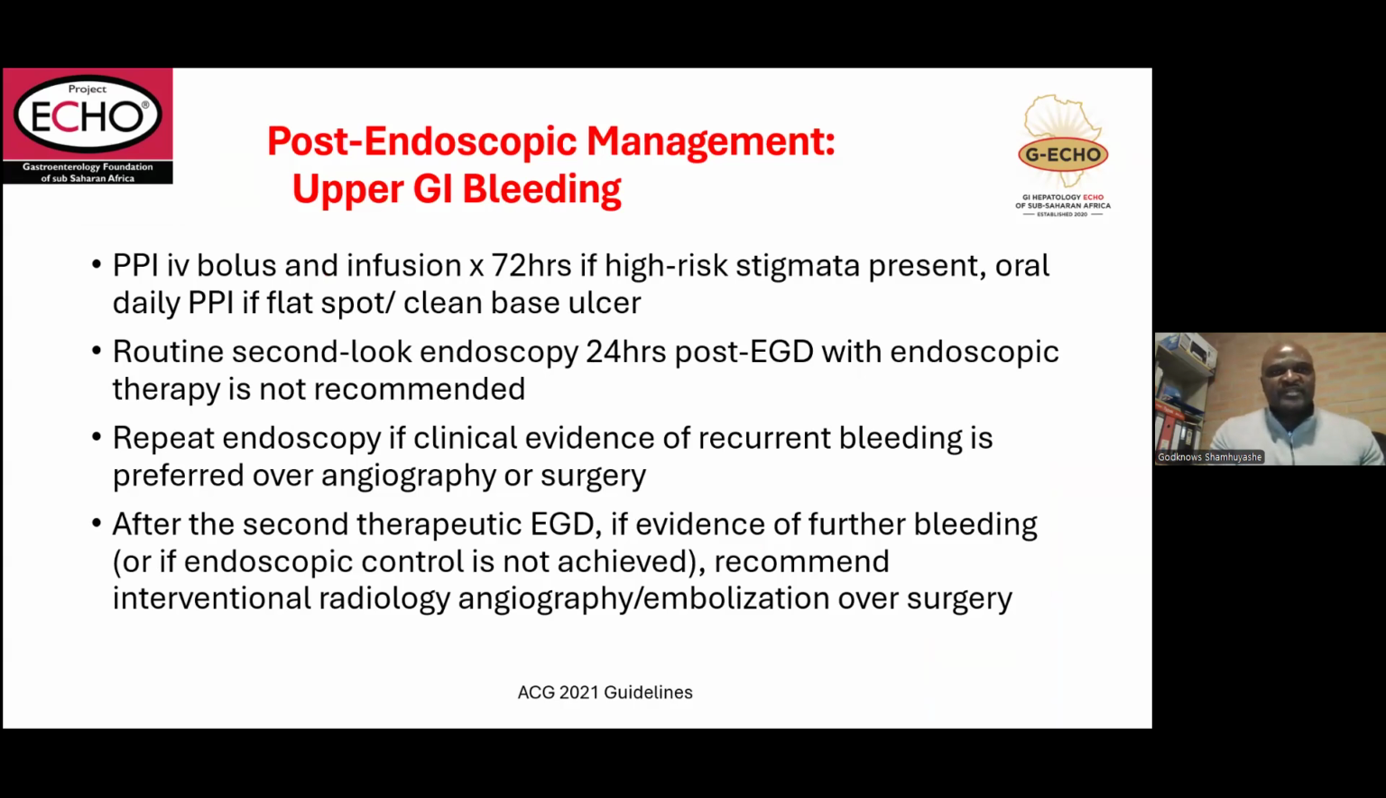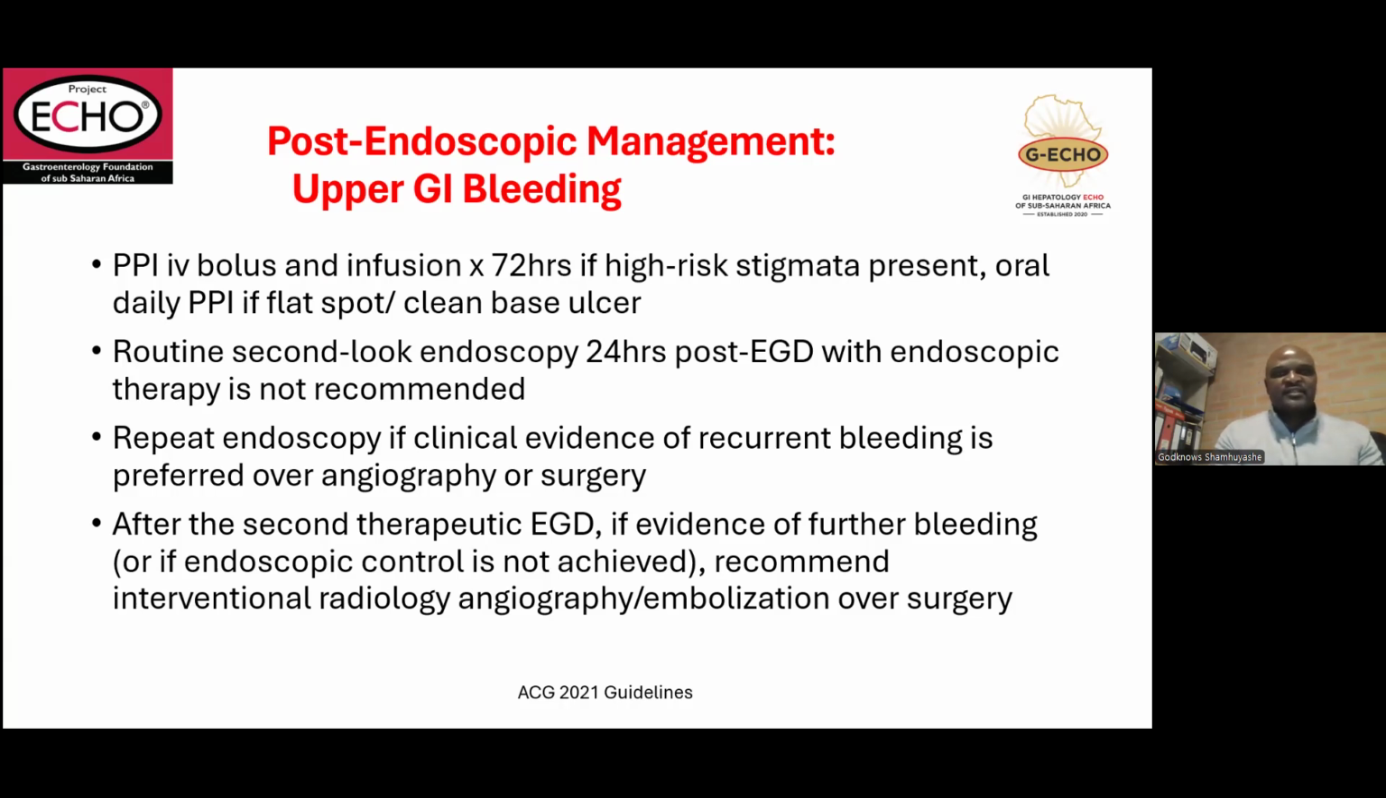So in terms of upper GI bleeding, for your post-endoscopic management, if it's a peptic ulcer, it's advisable to give the PPI infusion for 72 hours. Then you can follow by oral medication. And routine second look endoscopy 24 hours post-endoscopic therapy is usually not recommended unless there is any clinical evidence of recurrent bleeding. You can do the repeat endoscopy before you think of angiography and surgery, because most of the time it can be successful.